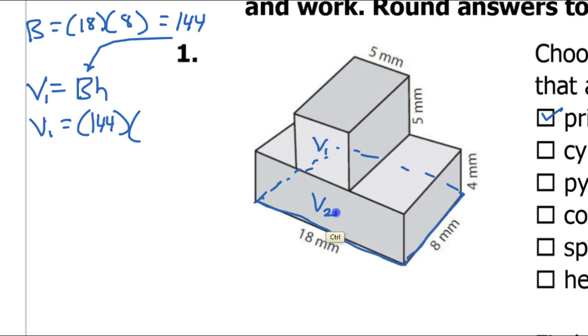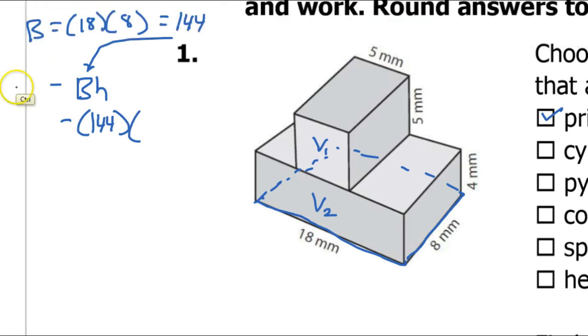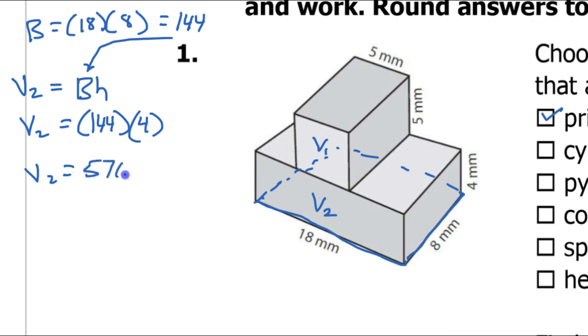Oh, you know what? I'm sitting here doing volume 2. This is actually volume 2 that I'm doing, so I'm just going to change that and say volume 2. The height of this prism is 4 millimeters. So that means volume 2 is going to be 144 times 4, which is 576. So that's volume 2.